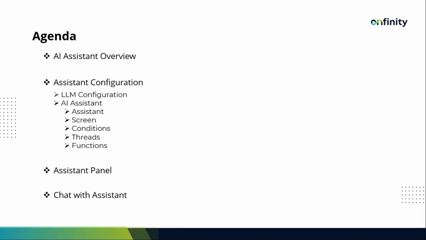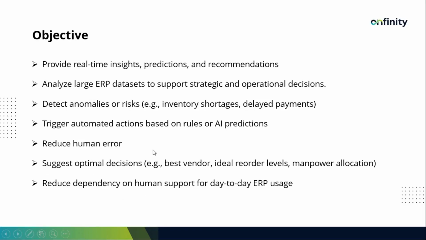Then we will define the functions, if any. This is an optional tab on this AI assistant screen, which can be defined based on the requirements. We will understand where this assistant panel can be seen on the Onfinity screen. Then we will see how we can chat with the AI assistant. We will cover the objectives of this AI assistant session.